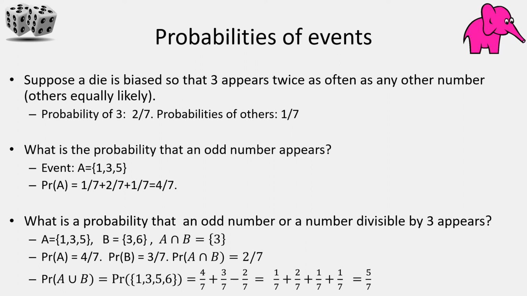Their intersection is 3. We just calculated the probability of A is 4/7. You could calculate the probability of B as 3/7 because it's 2/7 plus 1/7. Probability of A intersect B is 2/7. That's just the probability of getting a 3. And now by that formula that we just had, by the principle of inclusion-exclusion, we get that the probability of getting an odd number or a number divisible by 3 is 5/7. And intuitively this makes sense because this is the probability of getting 1 or 3, 5 or 6.